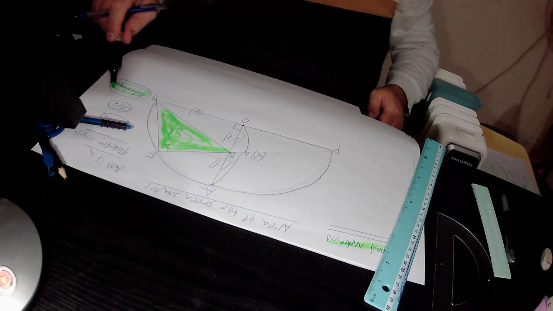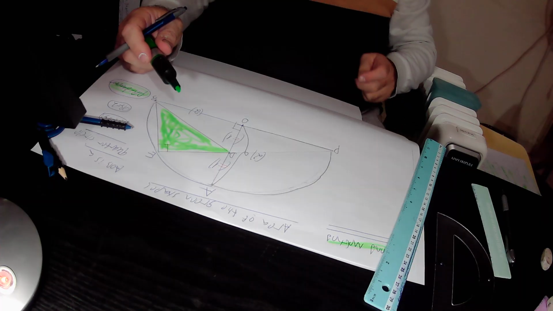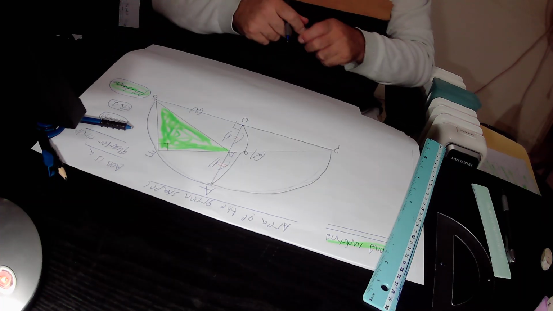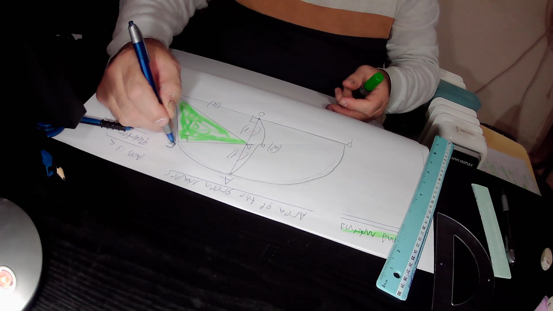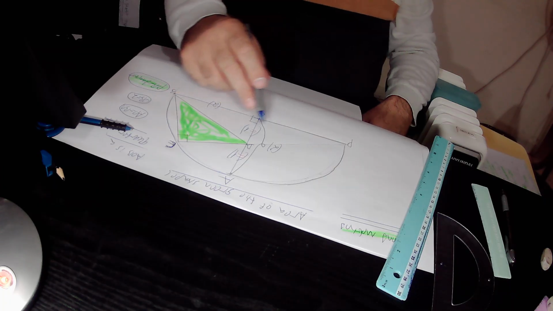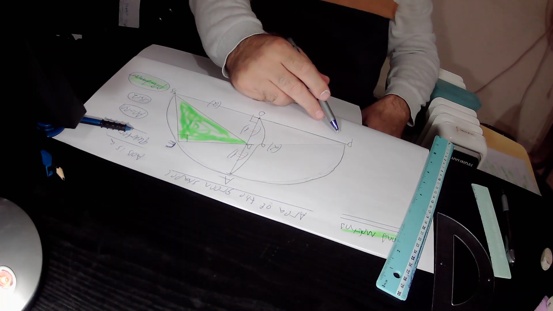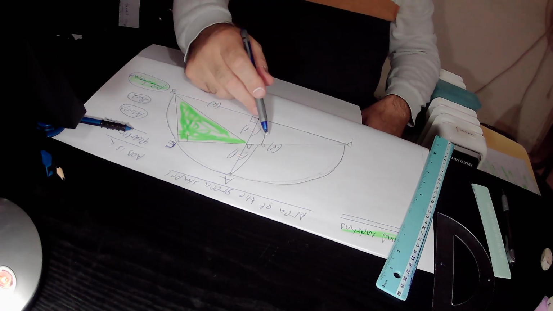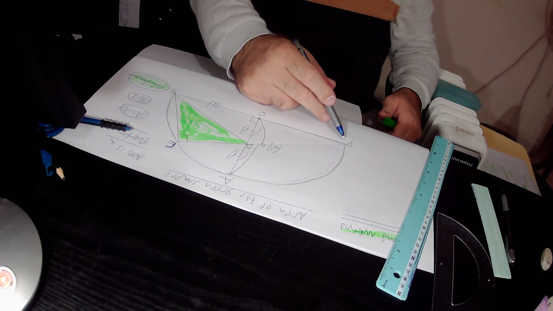In the first method, I only proved that the extended side CD must touch the semicircle or circle, it doesn't matter, at point P and not in any other point due to the contradiction to rule 5. And again, the extended side CD must touch the semicircle or circle at this point P and not in any other point.